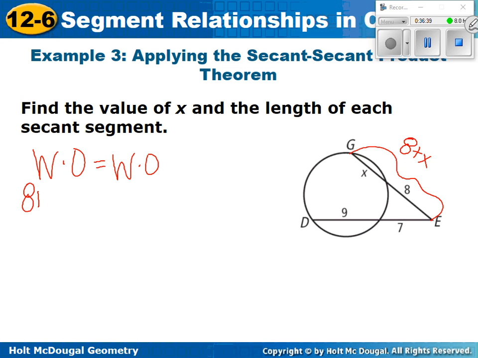So 8 plus x times, what's the outer part? 8 equals, what's the whole thing on ED? 16. 9 plus 7, 16. And what's the outer part? 7. Okay, let's work the problem. What do we need to do?